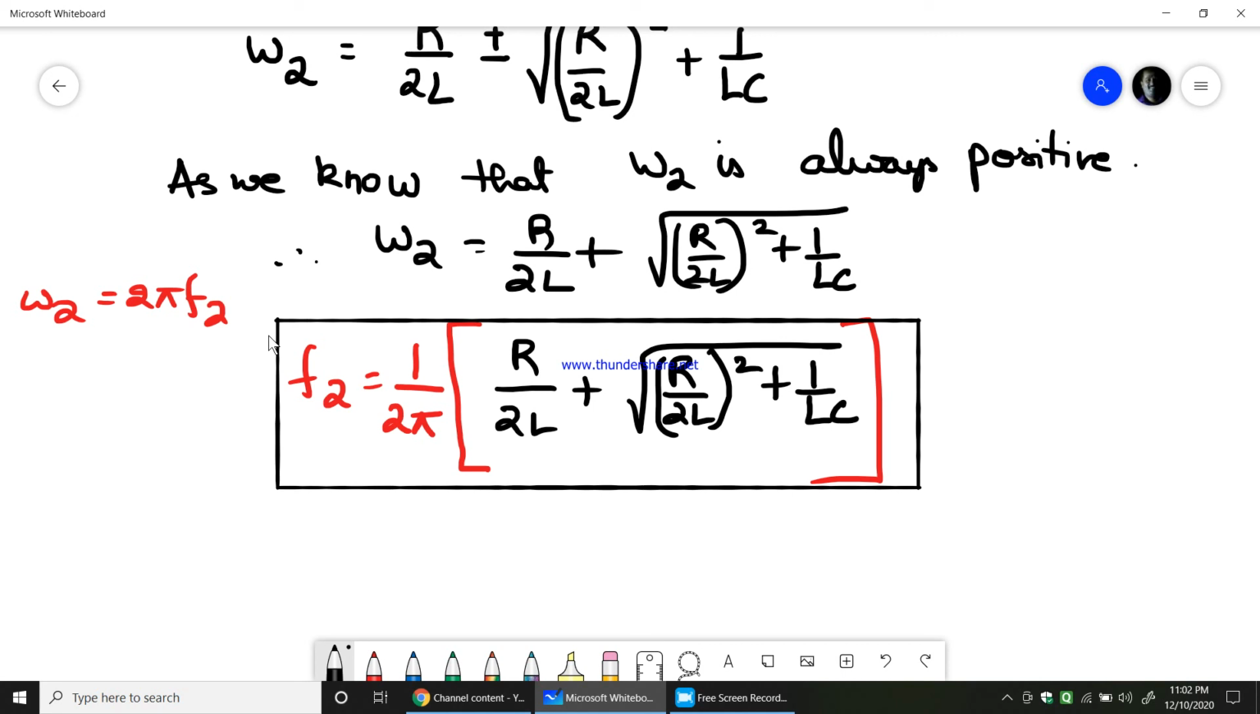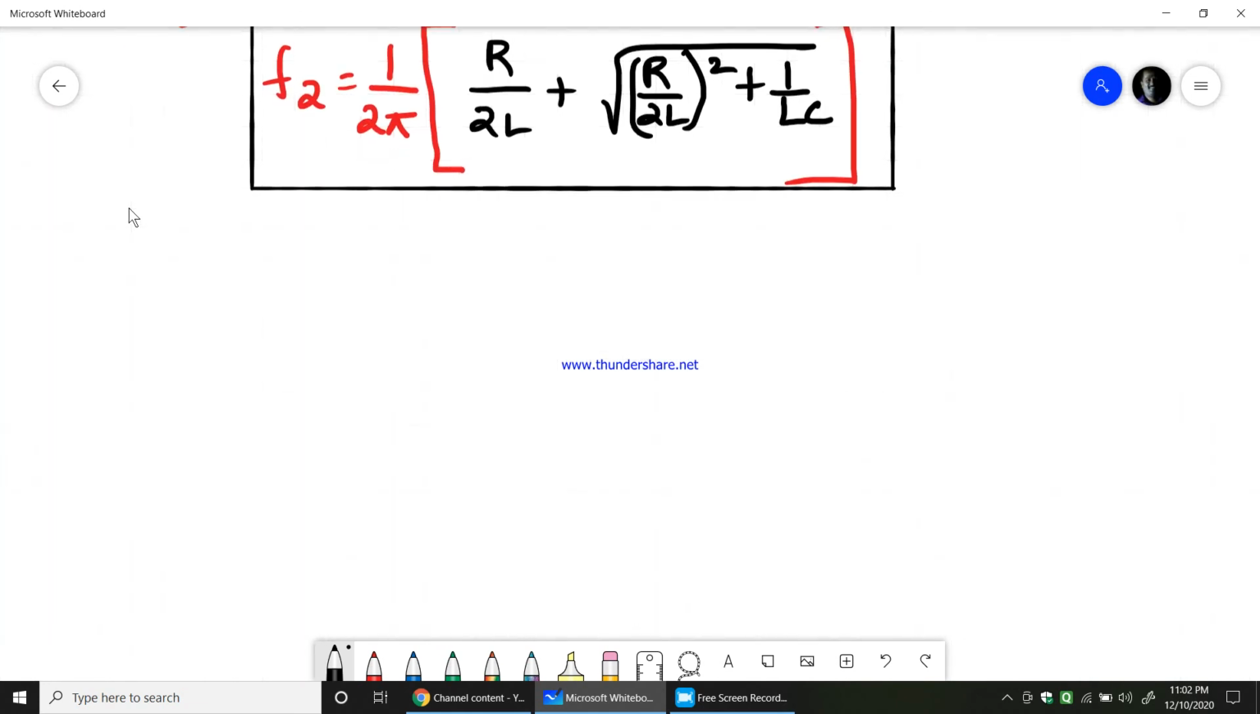So these are the two equations that we derived for the cutoff frequencies, or half-power frequencies, whatever name we can say, that I have told you earlier. Now if I try to derive the bandwidth, it is equal to F2 minus F1.